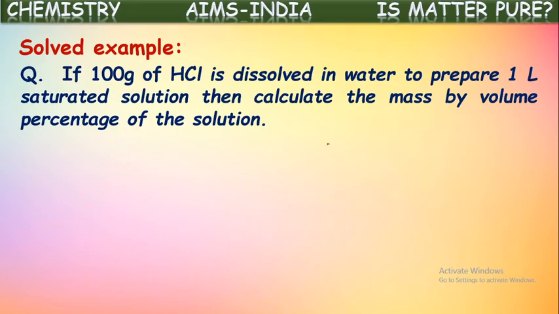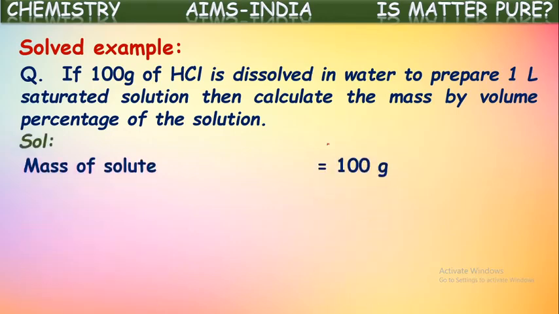1 liter of saturated solution. So what they have given here: the weight of solute is given and the volume of solution is given. They did not mention the volume of water here. They mentioned the volume of the solution formed after mixing this HCl. So the volume of the solution is directly given and they are asking to find the mass by volume percentage. So let us write the data first. Mass of solute, that is mass of hydrochloric acid, HCl, they have given 100 grams. And next, the volume of the solution, they mentioned as 1 liter.